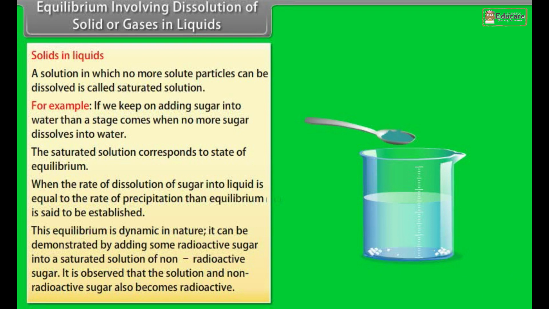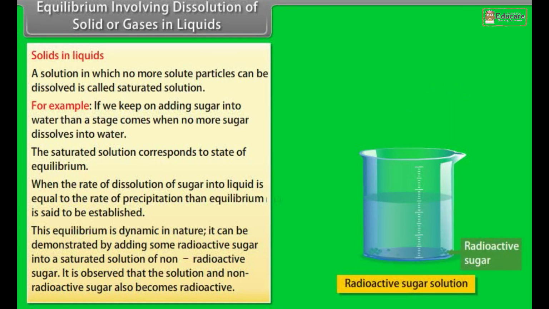It can be demonstrated by adding some radioactive sugar into a saturated solution of non-radioactive sugar. It is observed that the solution and non-radioactive sugar also becomes radioactive.